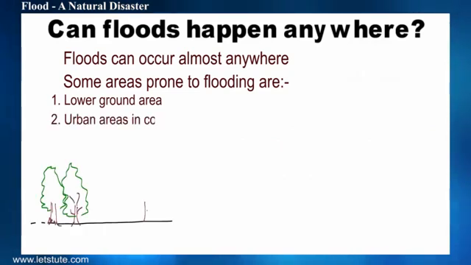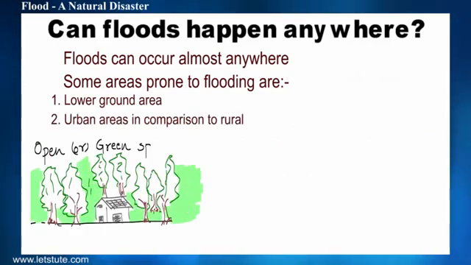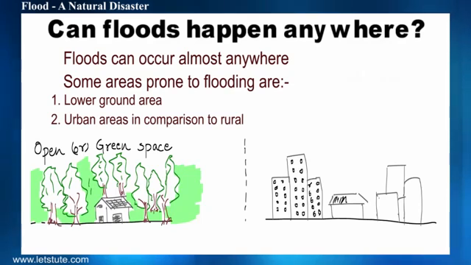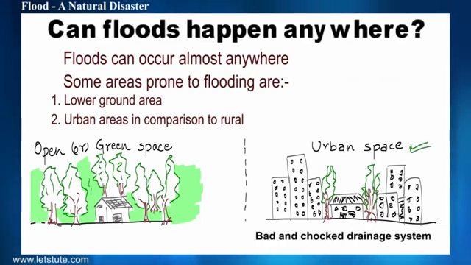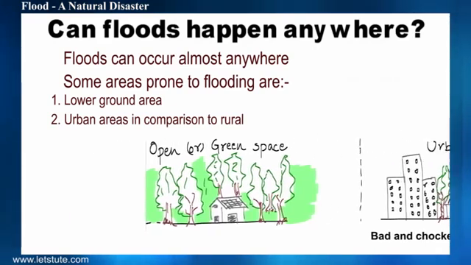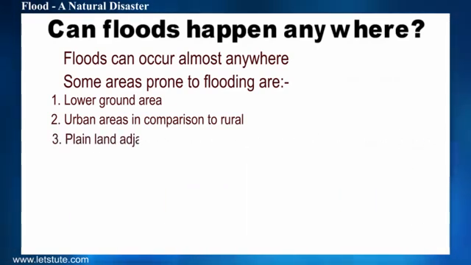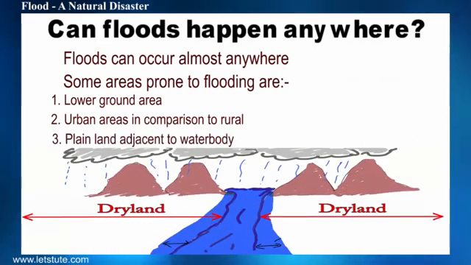Also, with increasing urbanization, open spaces and green lands are converted to concrete jungles, most of which have bad and choked drainage system, thus resulting in flooding. Any plain, low-lying areas adjacent to a river is also more likely to have floods any time the water level rises.